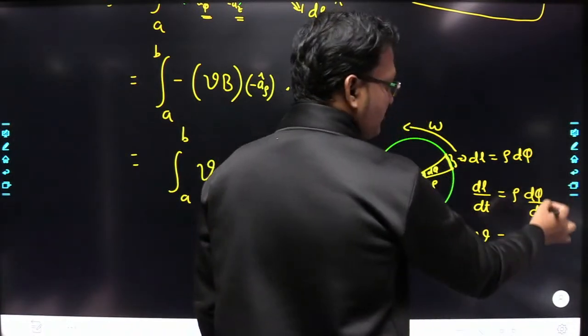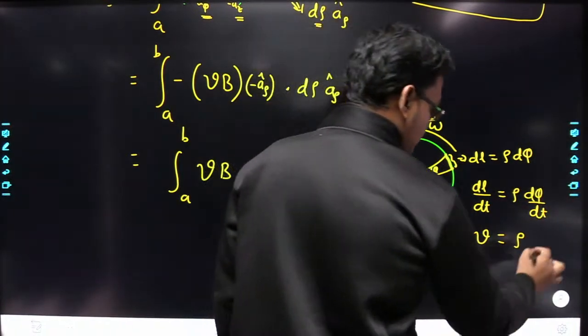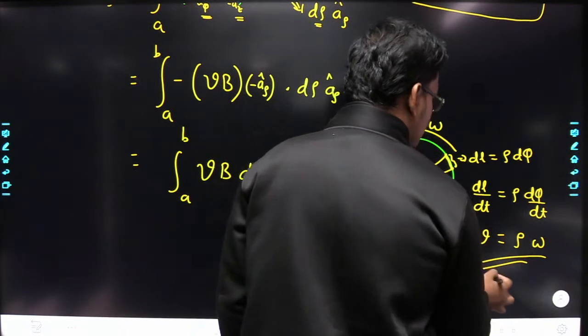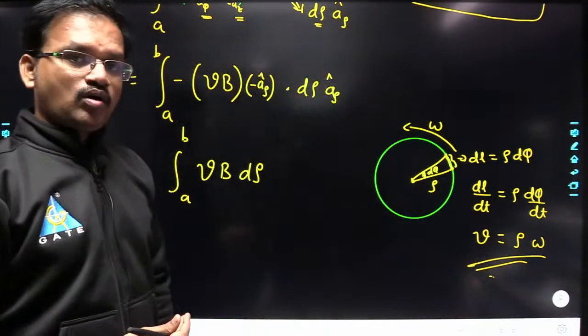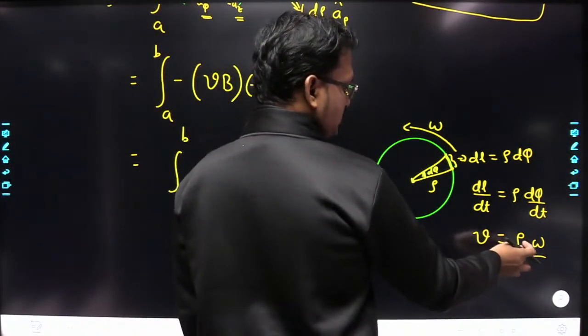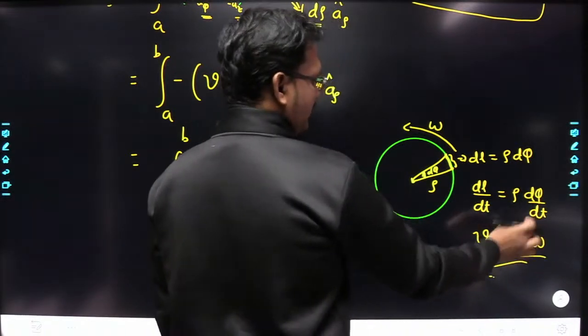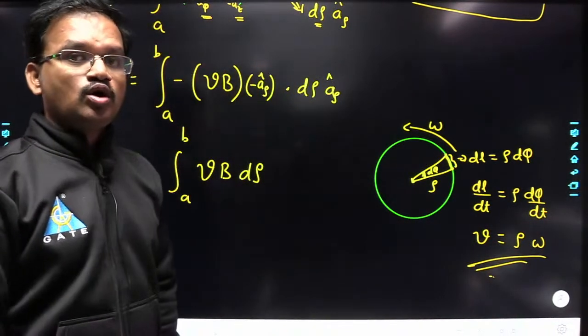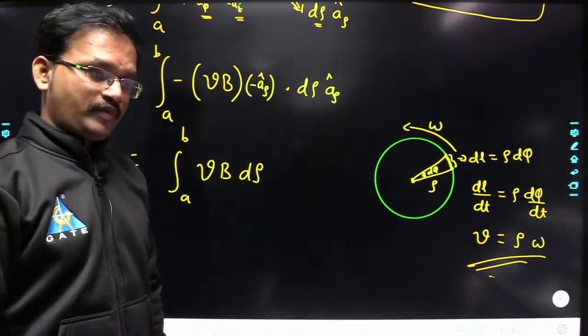Rho into d phi by dt is nothing but angular velocity, that is omega. So linear velocity v is equal to the radius of the circle multiplied by angular velocity omega. V is equal to rho omega.